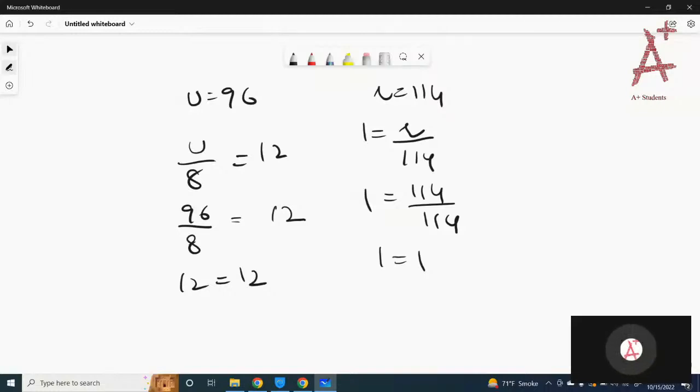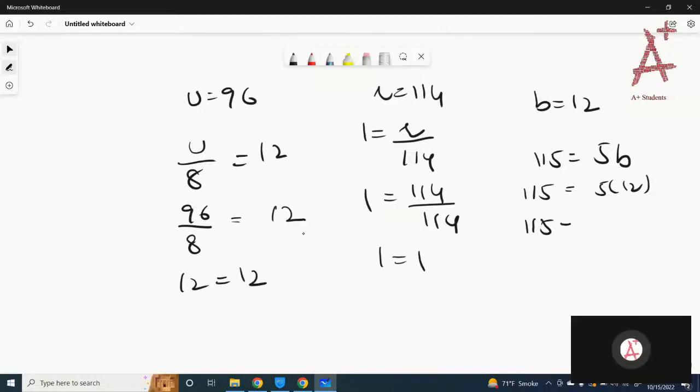Okay, the next one is b equals 12, a solution to this equation, and the equation is 115 equals 5b. Replace the b with the value 12, and 12 times 5 is 60. So that means the equations are not the solution. Both sides of the equation are not equal. That means no, this is not the solution of the equation. Got it?